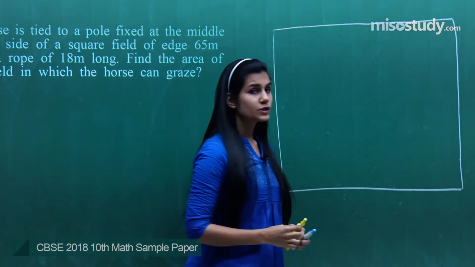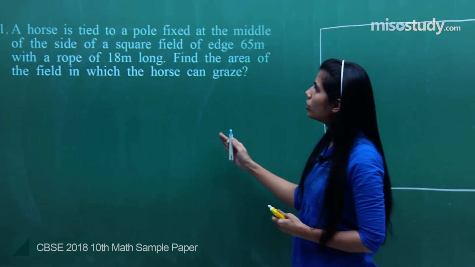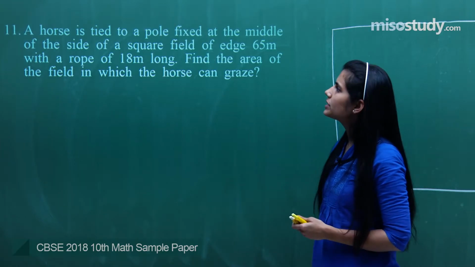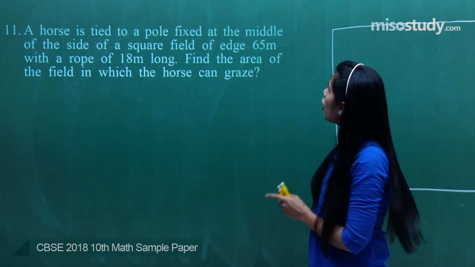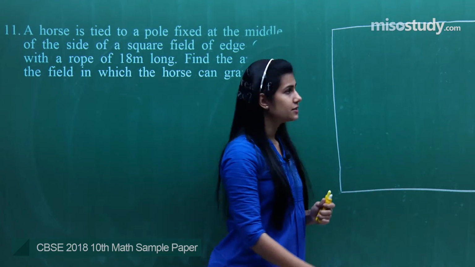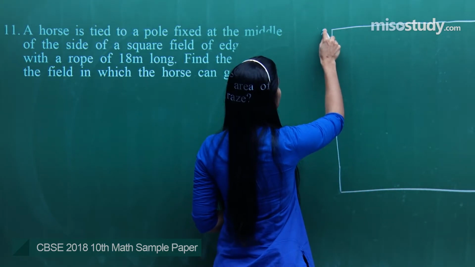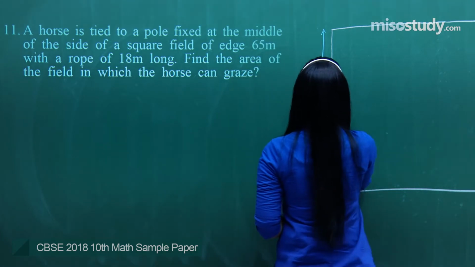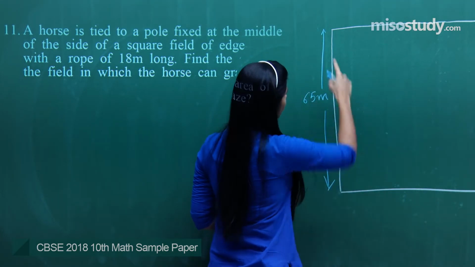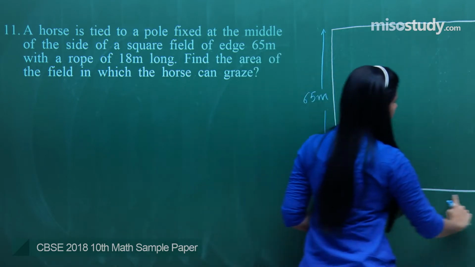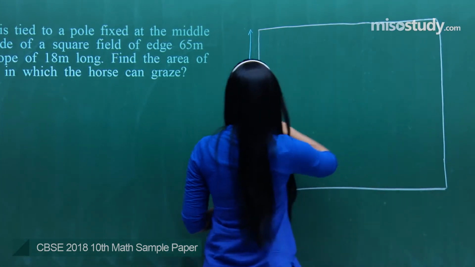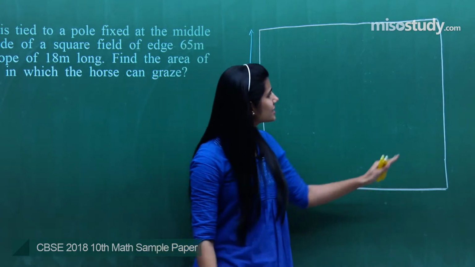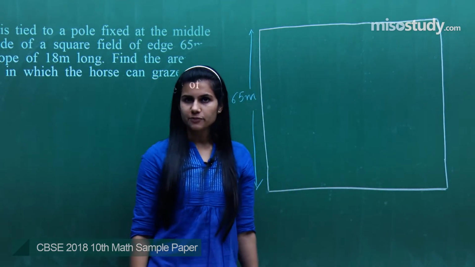Now if this is your square field, the question is saying a horse is tied to a pole fixed at the middle of the side of a square field of edge 65 meters. So in the square field, all 4 sides are of the same length. So this side is 65 meters, this is 65, this is 65, and that is also 65. So you have all the sides of the square of length 65 meters.